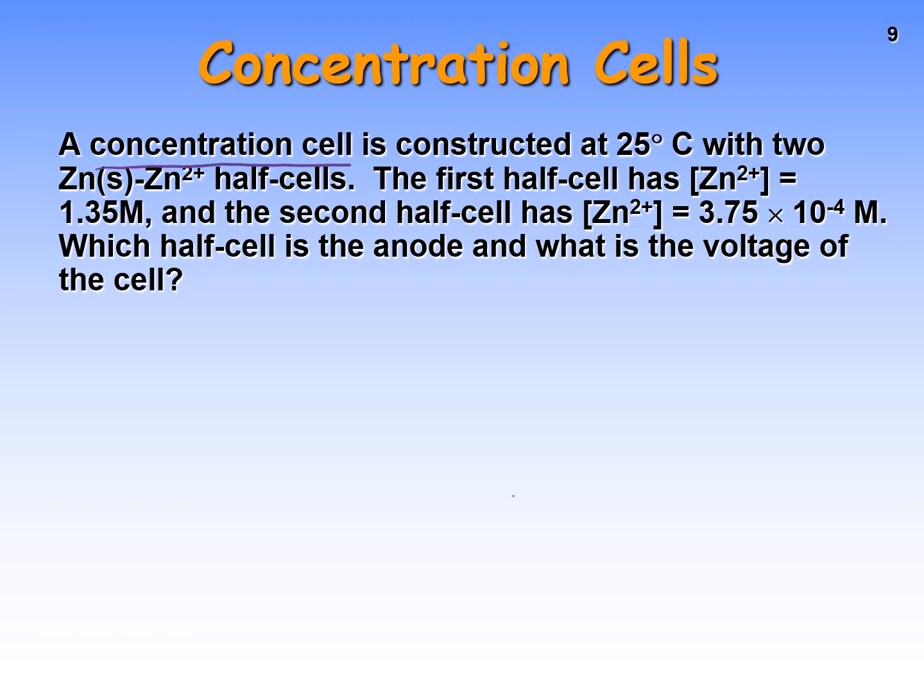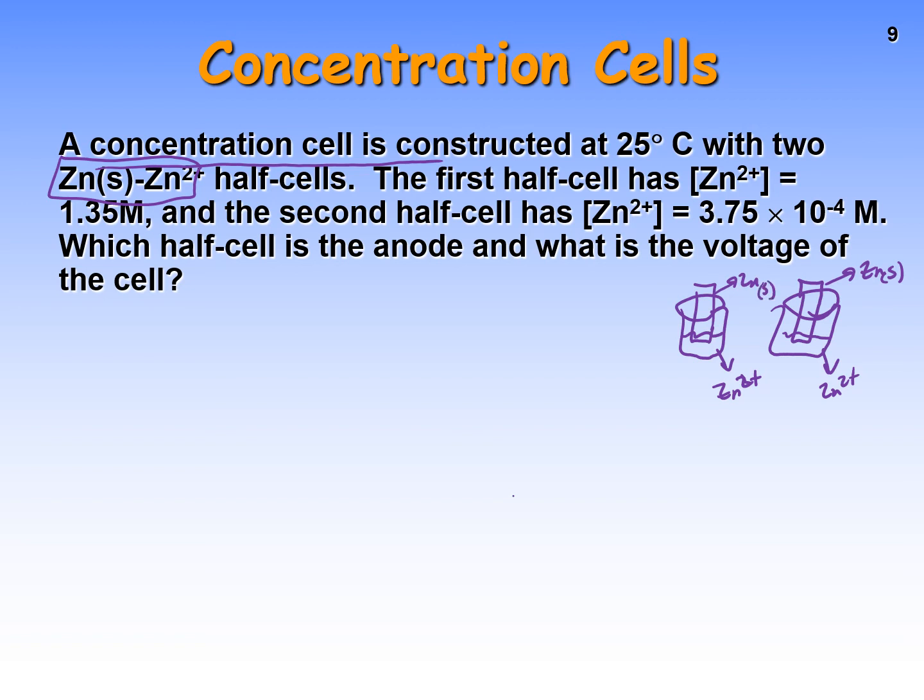We're told a concentration cell is constructed with 2 solid zinc, zinc 2+ half cells. In other words, I have my beakers, and I have some liquid in here. In this one, I have Zn2+, and in this one I have Zn2+. Then I have my metal bar in here, a zinc solid metal bar, and in this one my other metal bar, also Zn solid. And I've connected them with a wire, and I have a salt bridge. All right, so all this is going on.